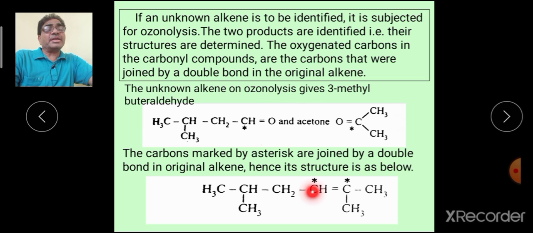This carbon gets oxidized, forming aldehyde, while this carbon atom is oxidized, giving this ketone acetone, and therefore breaking takes place here, and therefore the double bond is between these two carbon atoms. The location is determined.